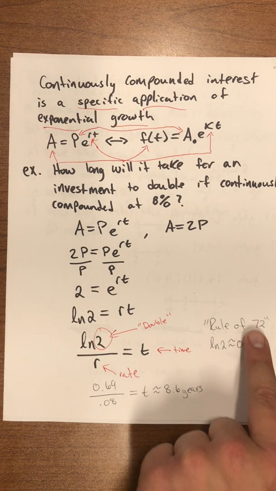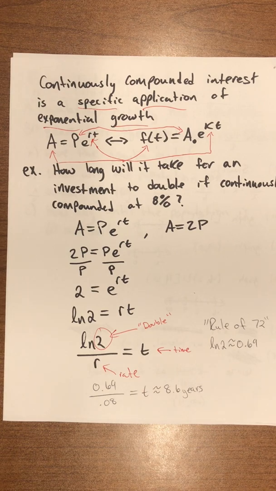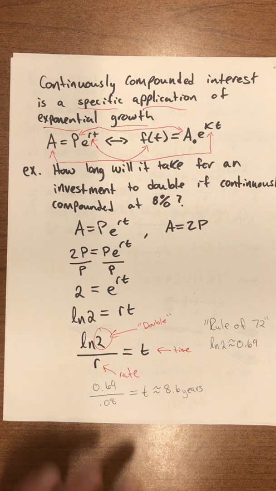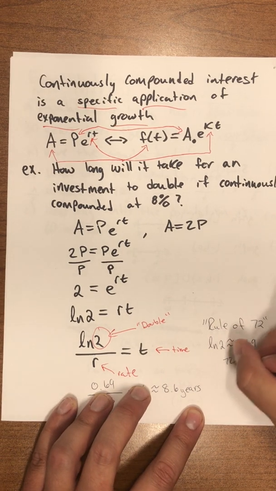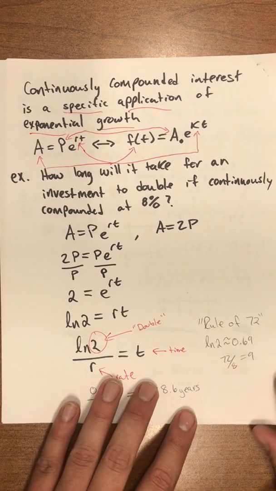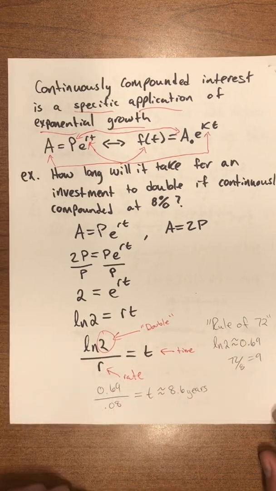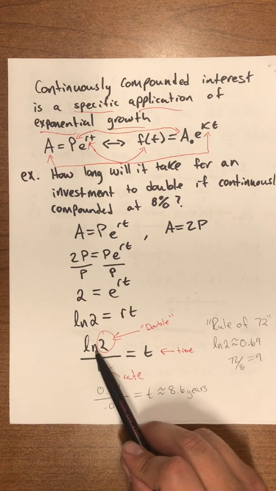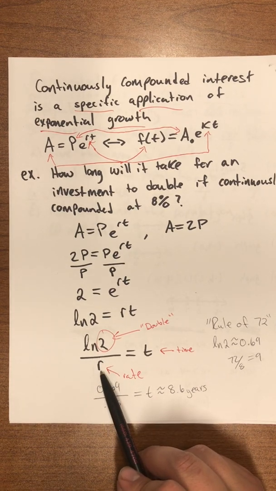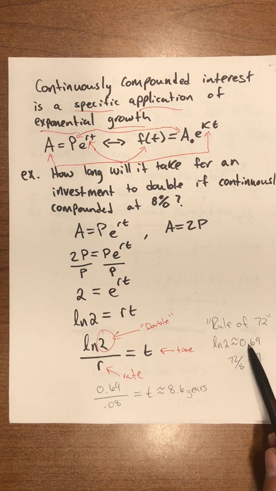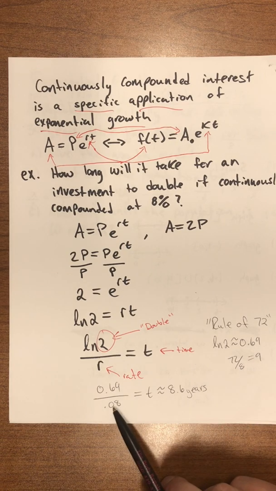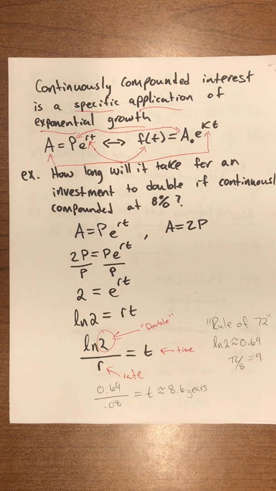So if we did 72 divided by 8 per this rule of 72, that's 9. So the rule of 72 gets you close, but again, it's always going to end up being the natural log of 2 divided by rate. The natural log of 2 is closer to 0.69 than 72, so you would be better off doing 69 divided by 8%. So 69 divided by 8% is going to get you closer.